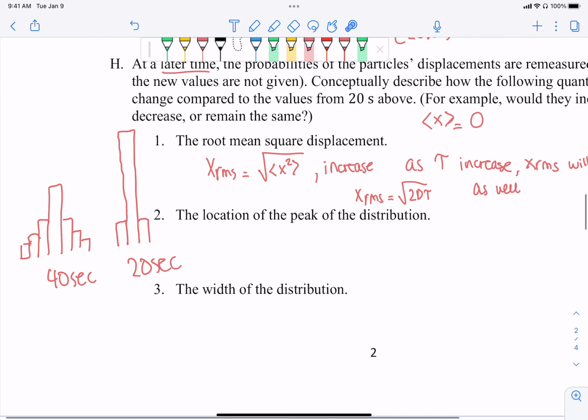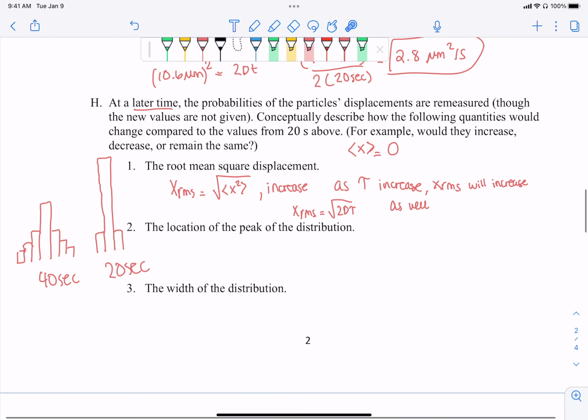Where if I increase the time step, so I go from 20 to 40 seconds, well, then my width of the distribution is going to be a little bit bigger. My root mean square displacement is going to be bigger, so I have a greater average distance away from 0. However, my average final position will still remain the same around where I started, which is 0 meters or 0 micrometers.